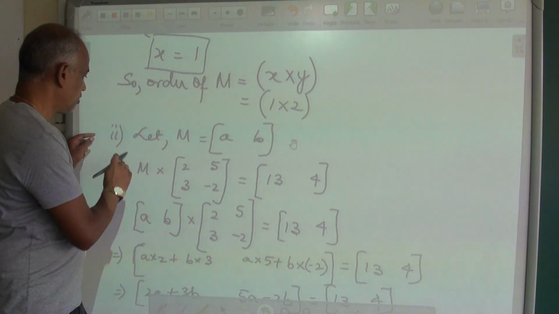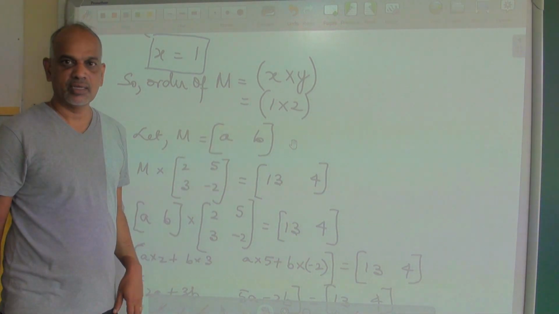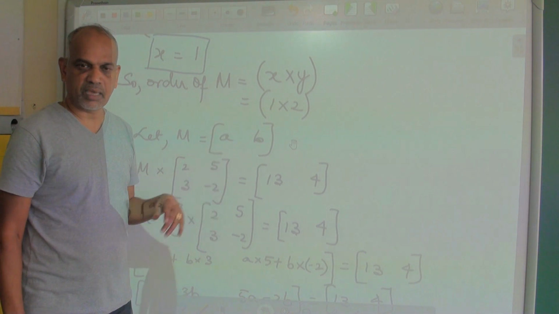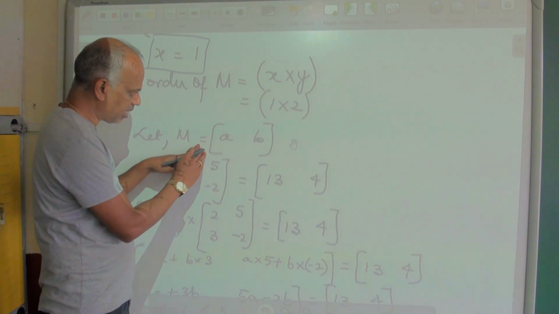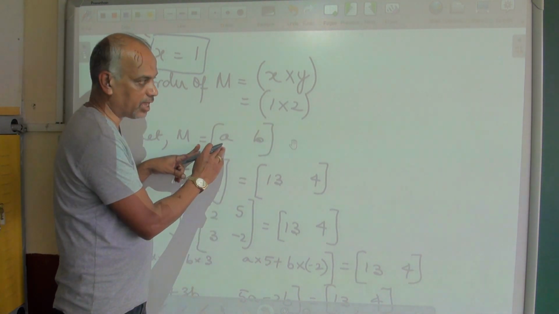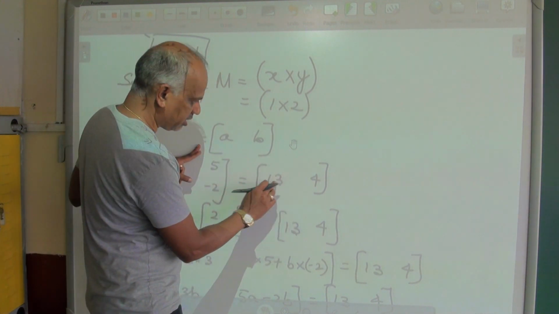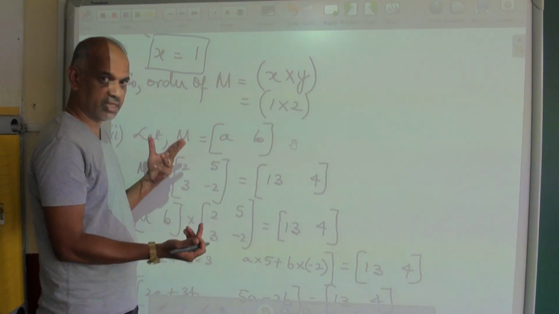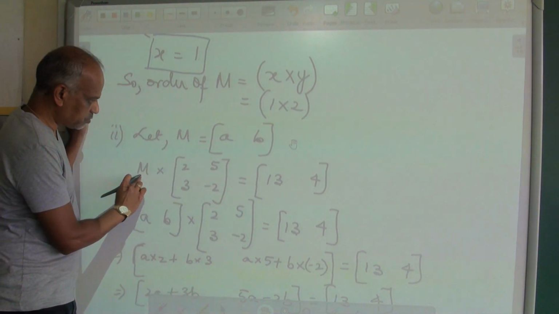Now, for the second part, you have to find matrix M. You don't know the elements that are present in M. So let's consider M is having two elements A and B, similar to 13-4, this one, the result. Okay, having two elements because the order is same. So this was the question.